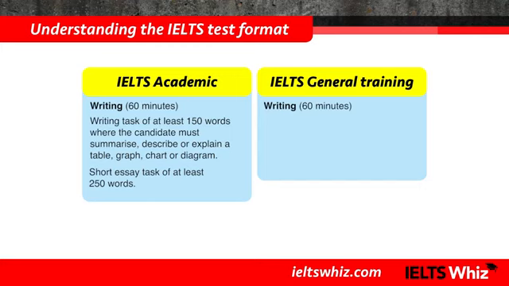The IELTS General Training Writing Test takes 60 minutes as well, and there are 2 tasks. Task 1 is a letter writing task of at least 150 words, and Task 2 is a short essay task of at least 250 words.